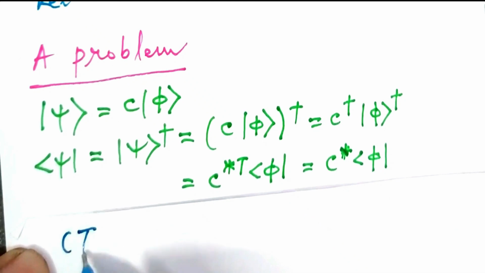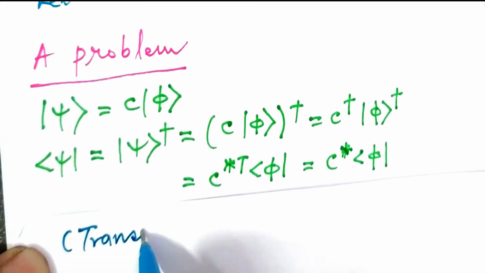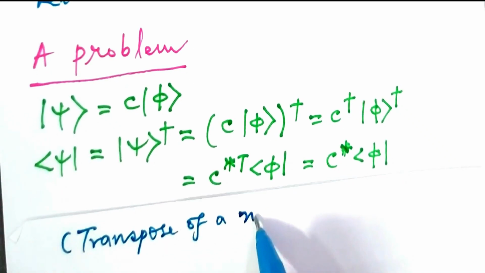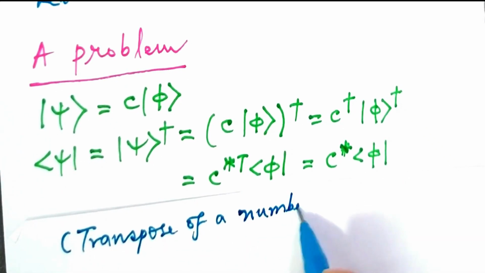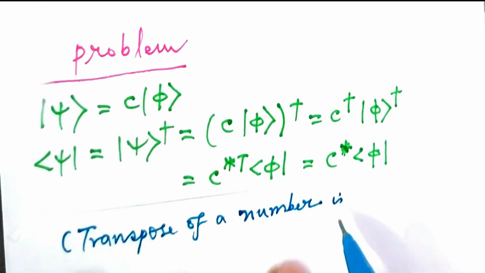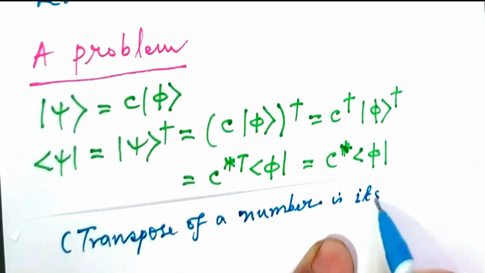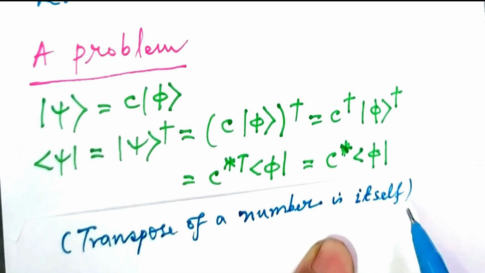We note that taking transpose of a number is itself, since we can think that a number is sitting in a 1 cross 1 matrix. So row and column refer to the same cell, and hence interchange of row and column has no effect. So taking transpose of C star is C star itself.